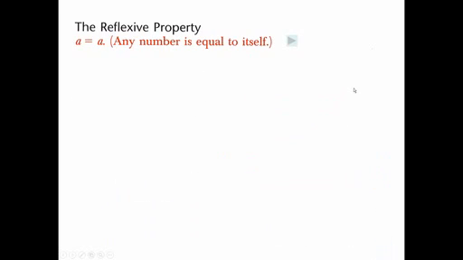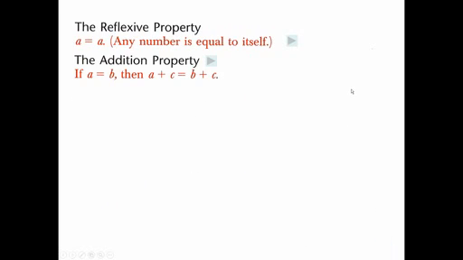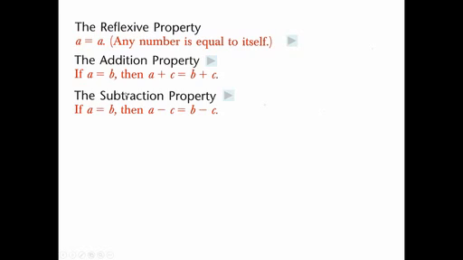So the reflexive property. We have a little fun with the rest of these coming up here. First of all, the addition property. If A is equal to B, then A plus C equals B plus C. Looks like we added the same thing to both sides of the equation, A plus C there and B plus C there. Let's go through them all first, and then we're going to go back and look at them a bit.